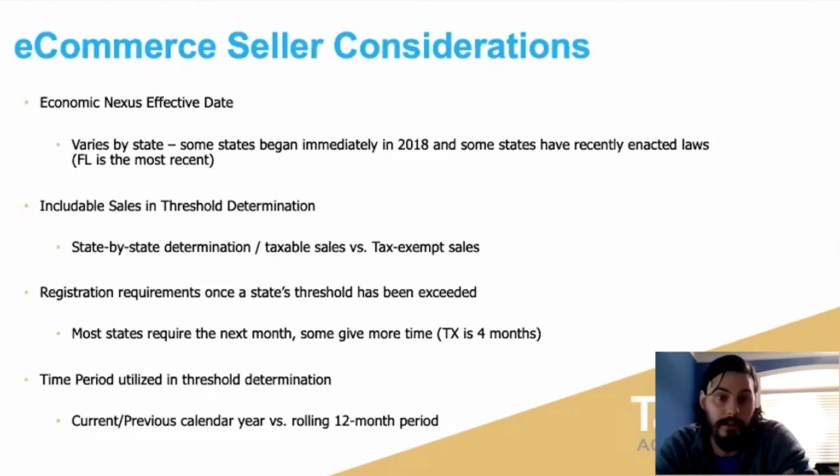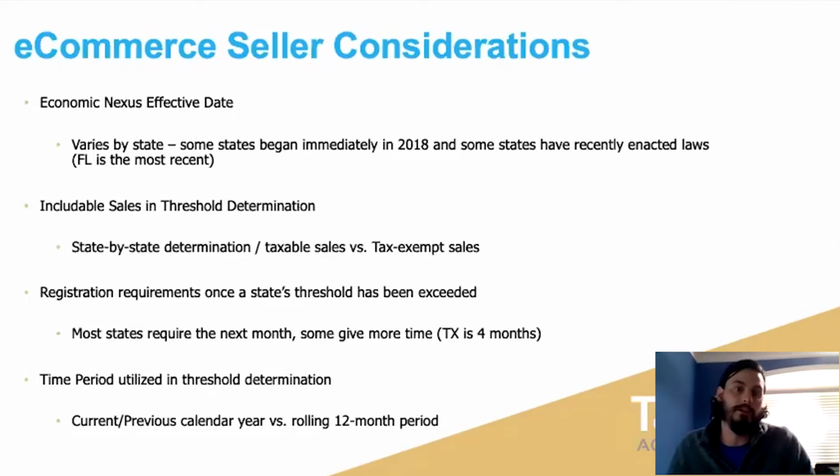It's all over the place. And we'll talk a little bit more about what it means for your business or for an e-commerce business a little later. Includable sales and threshold determination. So as I mentioned, most states are $100,000 of sales. But then you get to the question of, okay, well, Ryan, I sell stuff that's resold.